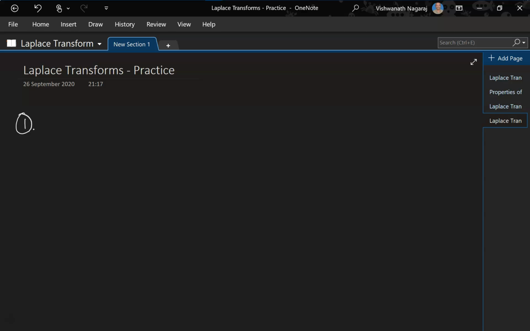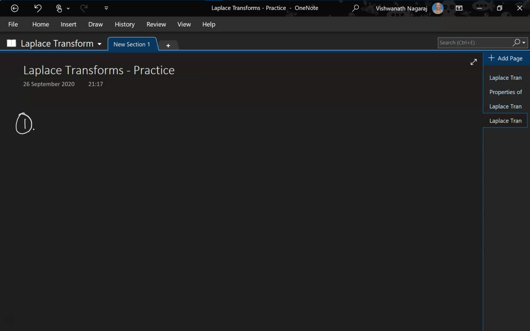Okay, let's look at the next one. The function is f of t equals 1 plus t cube. We have to find the Laplace transform of f of t. So this can be written as the Laplace transform of 1 cube plus 3t plus 3t square plus t cube, and this we can split. 1 plus Laplace transform of t plus 3 times Laplace transform of t square plus Laplace transform of t cube.